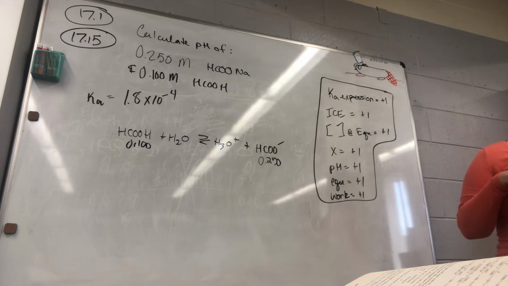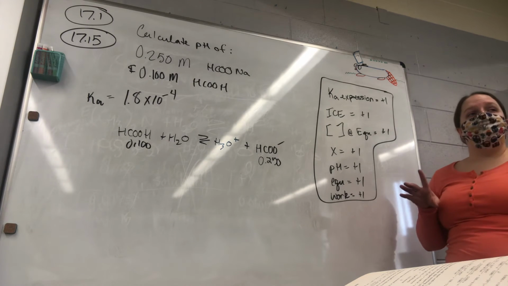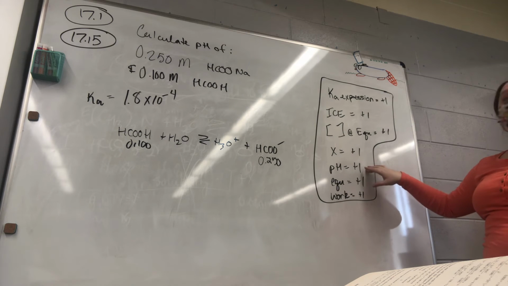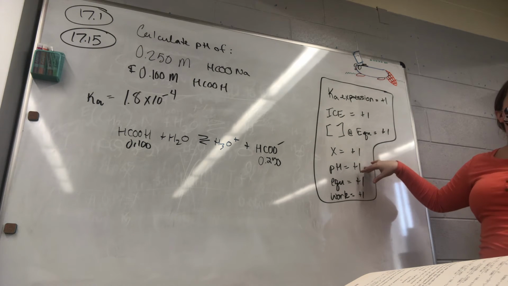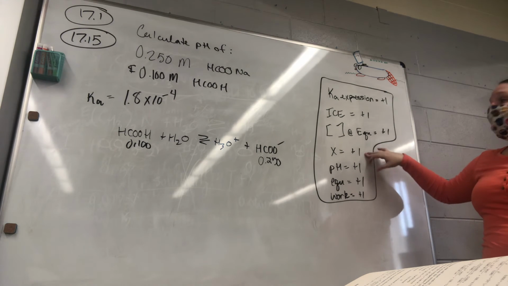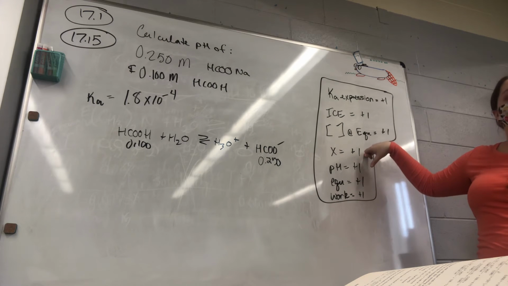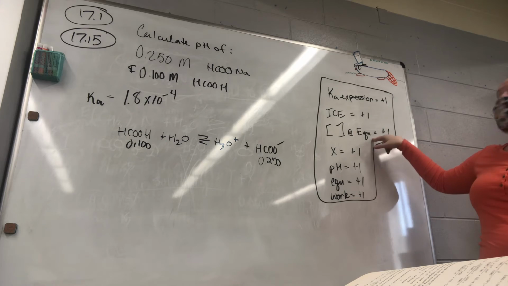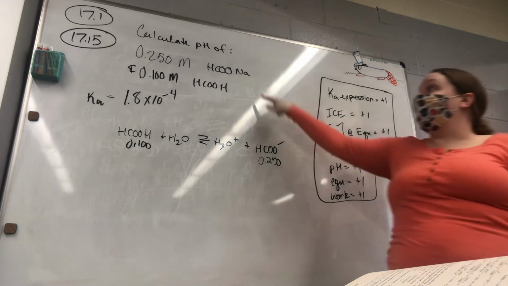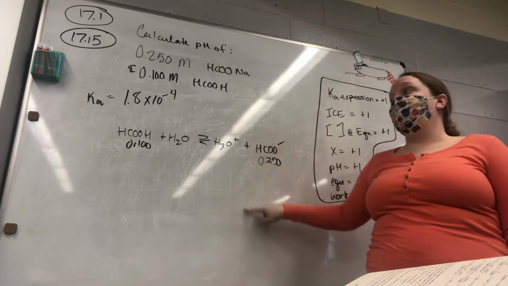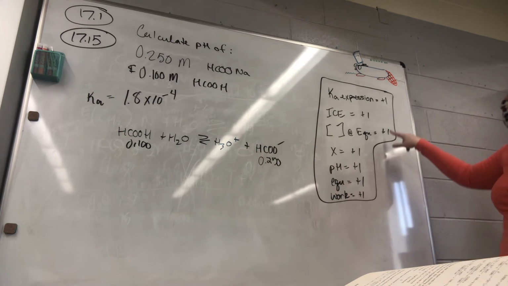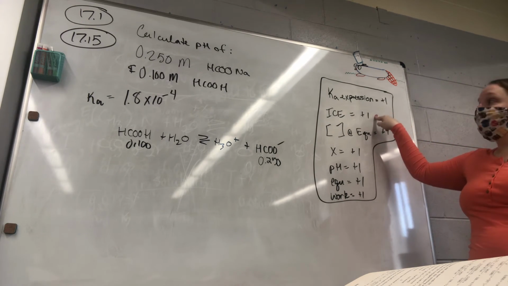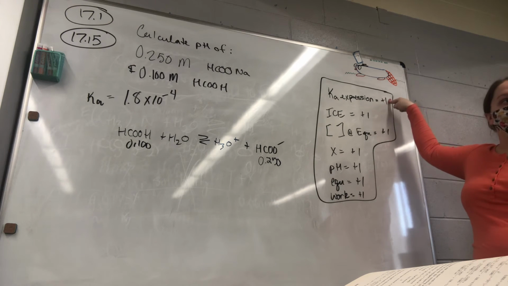Real quick, I'm going to walk you through how these things get scored. For your equation, you're going to get a point. For the pH itself, which is the final answer, you get 1 point. You get a point for the X value that you work out from the work. You get a point for the concentrations at equilibrium, meaning you filled out your ICE table. And if you write out a Ka expression, you get a point.